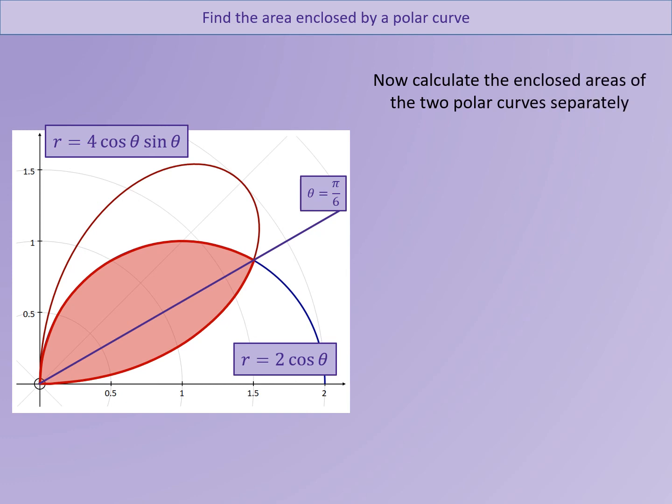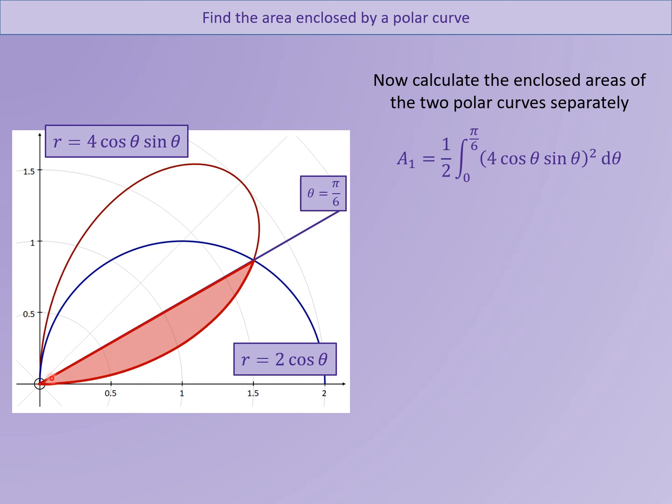Okay, so let's see how far you got then. I'll calculate the enclosed area of the two polar curves separately. This one here is from 0 to pi over 6, which is what I've just calculated where they intersect. You can see now that this is going to be just this red curve, that section just there. It's got nothing to do with the blue curve at all. If that blue curve wasn't there, it'd still be that same area.